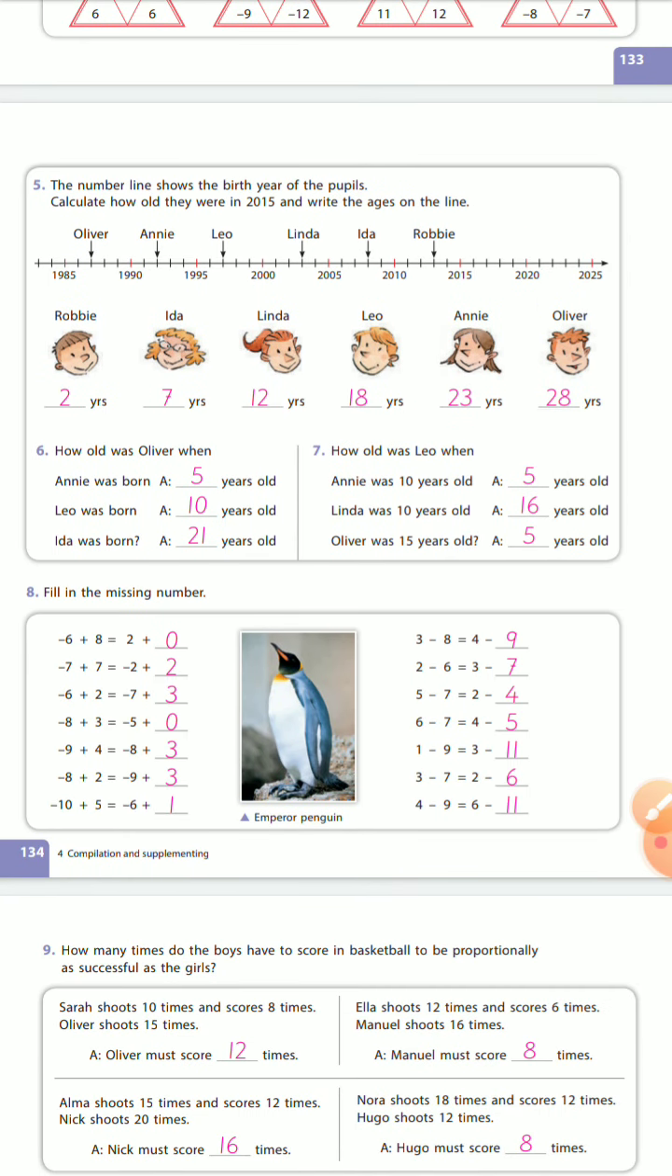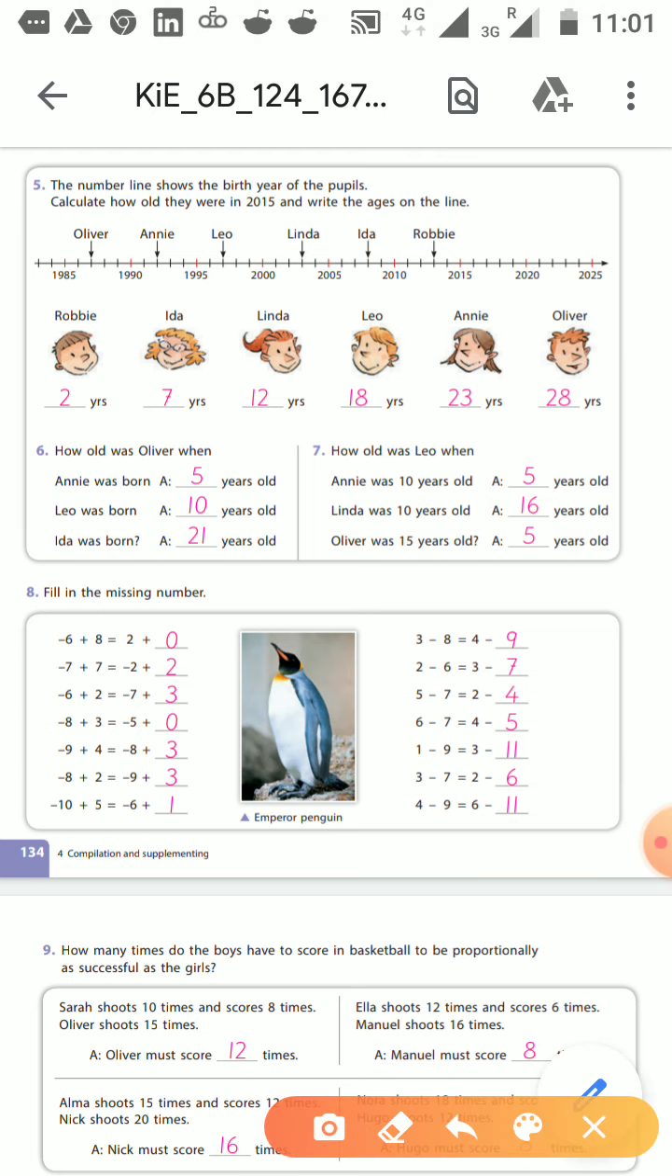Question 5, you've got the different birth dates here of different people. So we've got Oliver there, born in what looks like 1987, and Annie there in 1992. And then you have to work out their age in the year 2015, okay? So calculate how old they were in 2015 and write the ages on the line, okay? So there they are, Robbie, Ida, Linda, Oliver, etc.